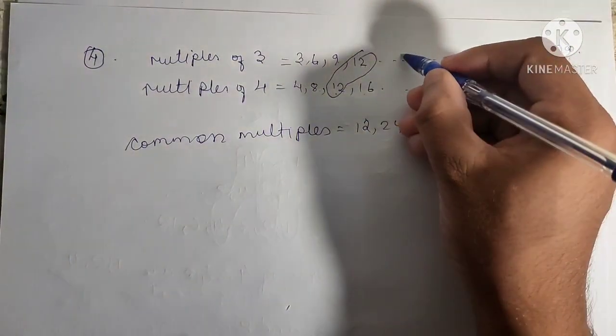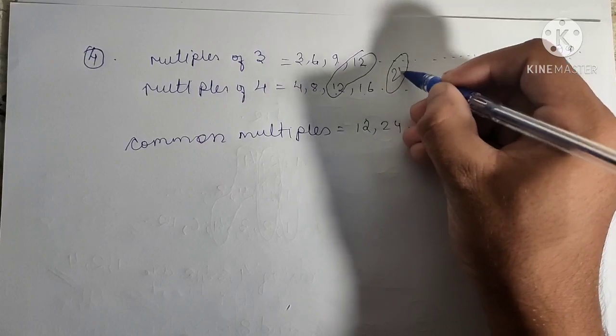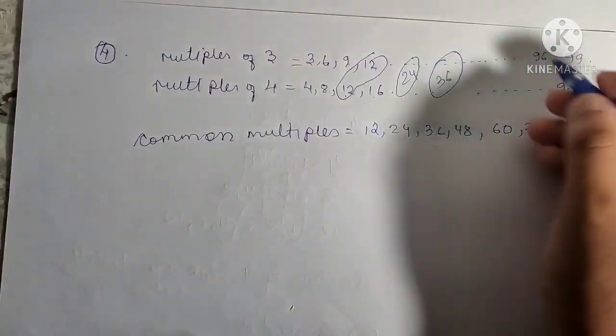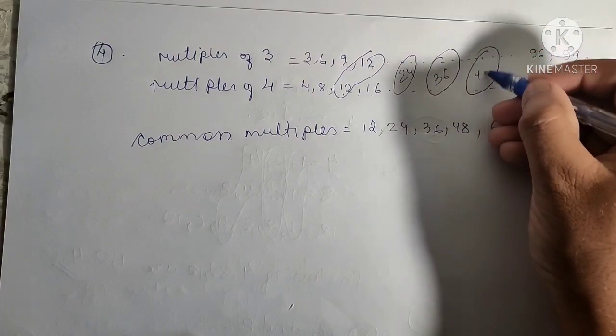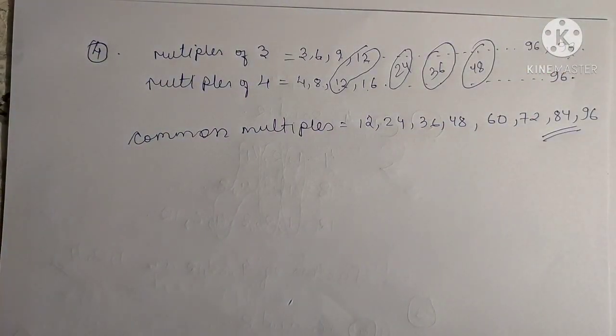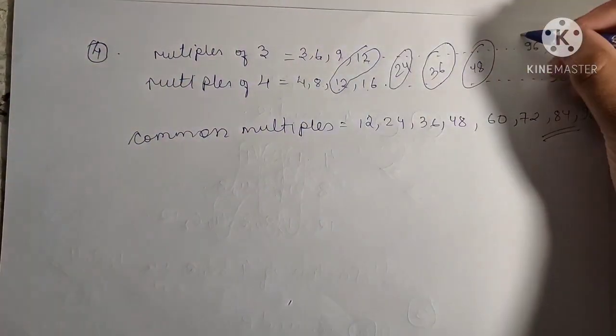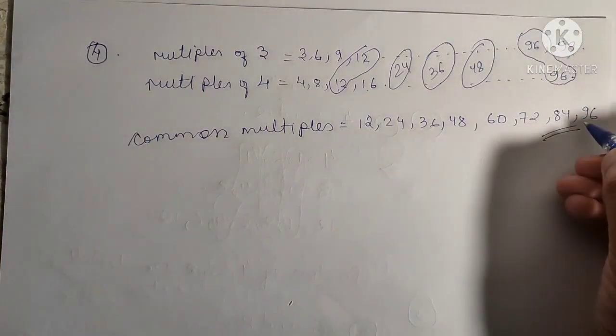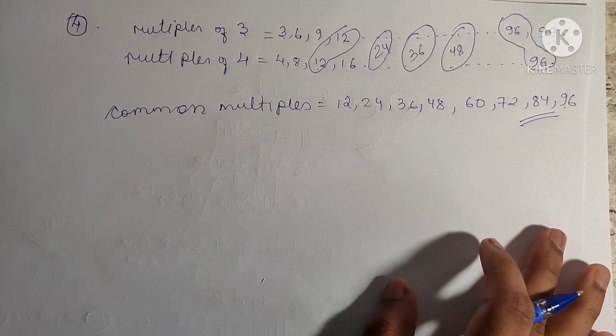Like 12 is coming common. In that way somewhere 24 will be coming common, and somewhere 36 will be coming common. So in that way you have to write up to 100. See, lastly I told you the last one will be 96. That is why our answer is 96 for the last one.